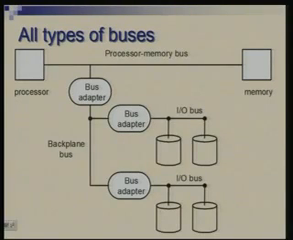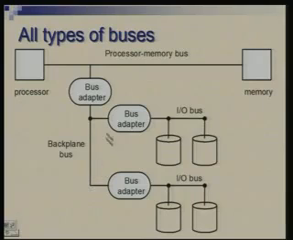Finally, this is a picture which shows all the three types of buses. So, we have a processor memory bus. In the same manner, we have multiple IO buses, but these IO buses do not hook on to the processor memory bus directly. There is a backplane bus which is connecting. Now, logically, this is the one which is connecting processor, memory, and IO.